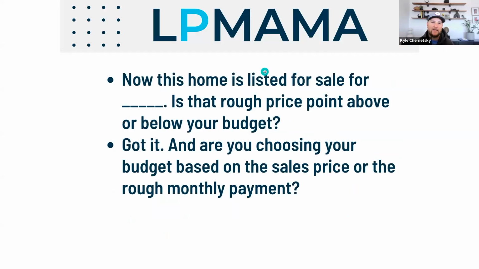Same thing with price. Now, this home is listed for $1 million. Is that a rough price point above or below your budget? It has to be one or the other, right? And then is that budget based upon sales price or a rough monthly payment? Because a lot of people like to have conversations about the sales price, but all they really care about is the monthly payment, right? Because that's what their true budget is.